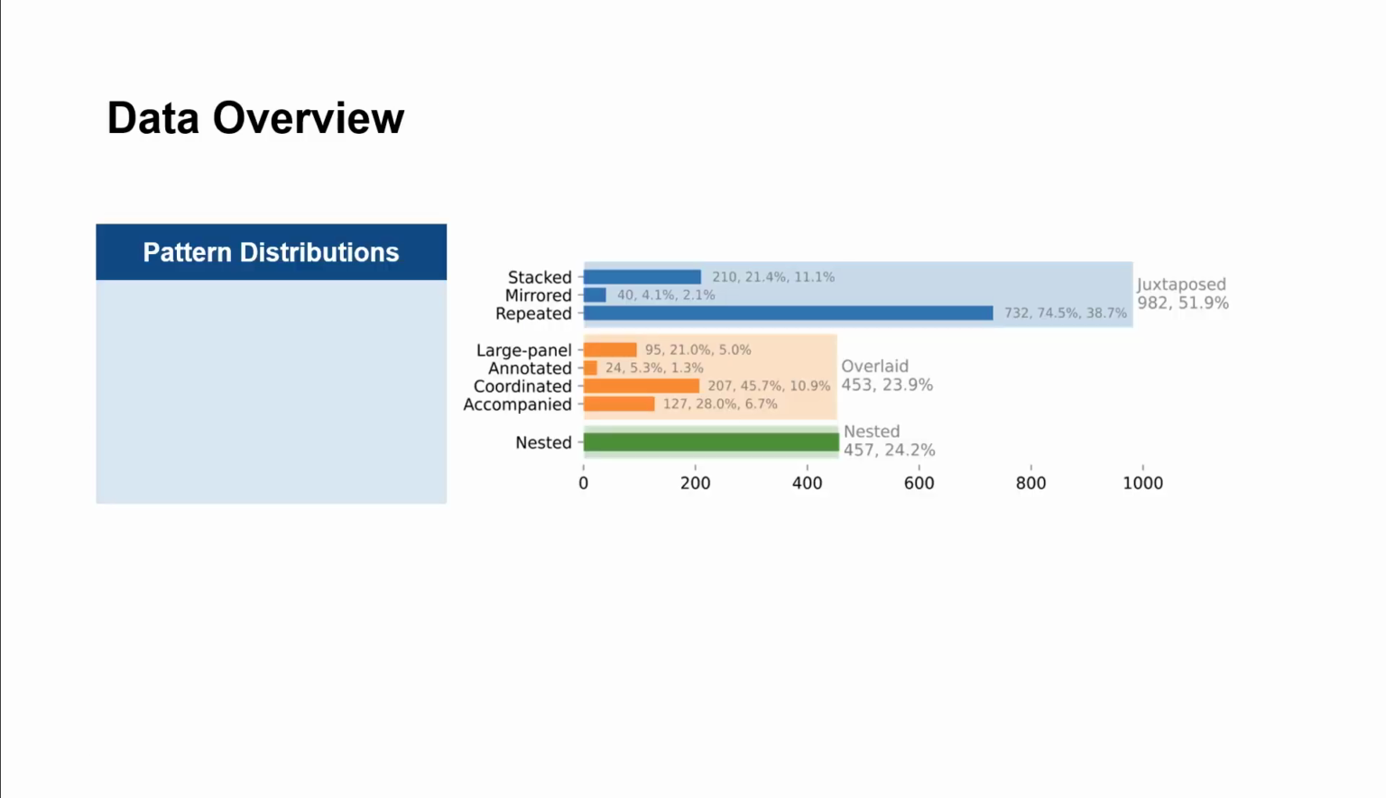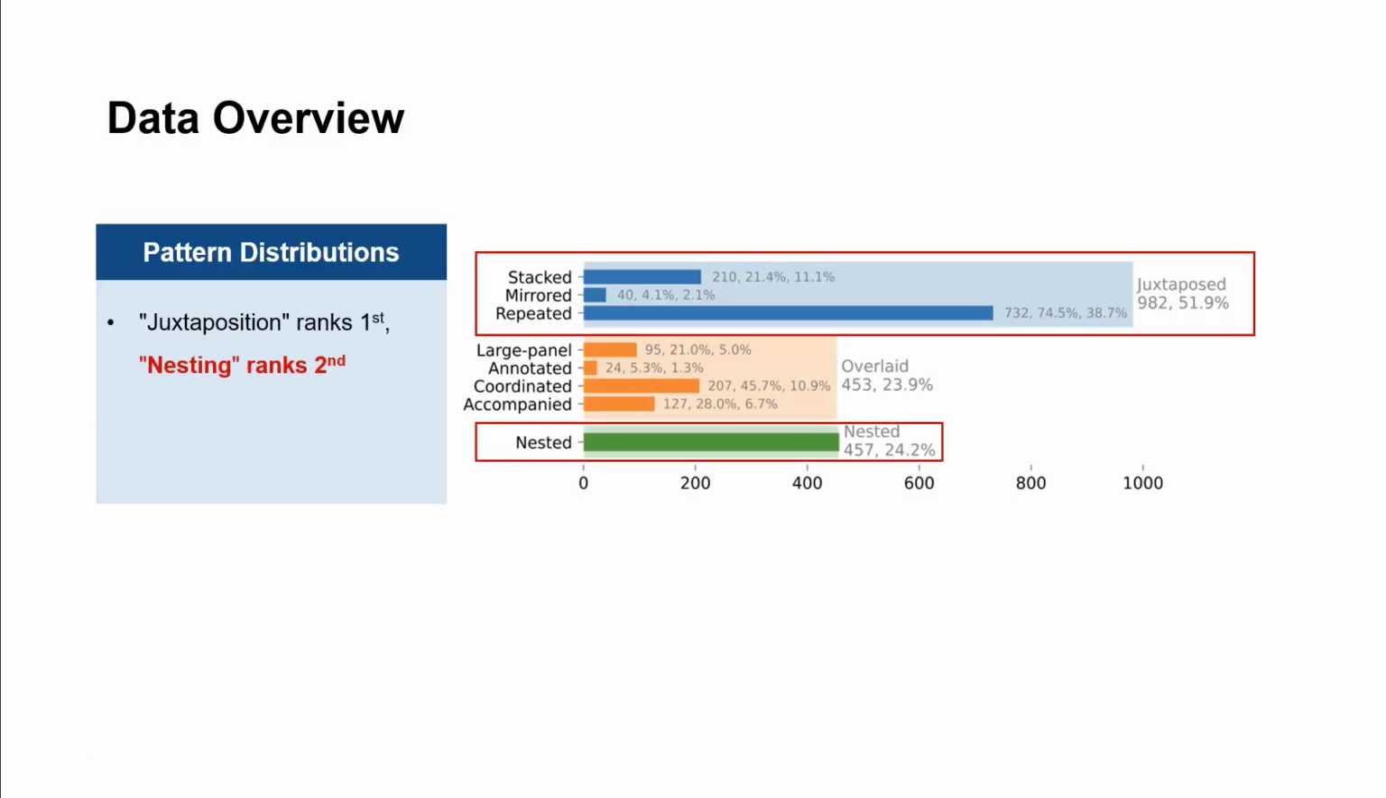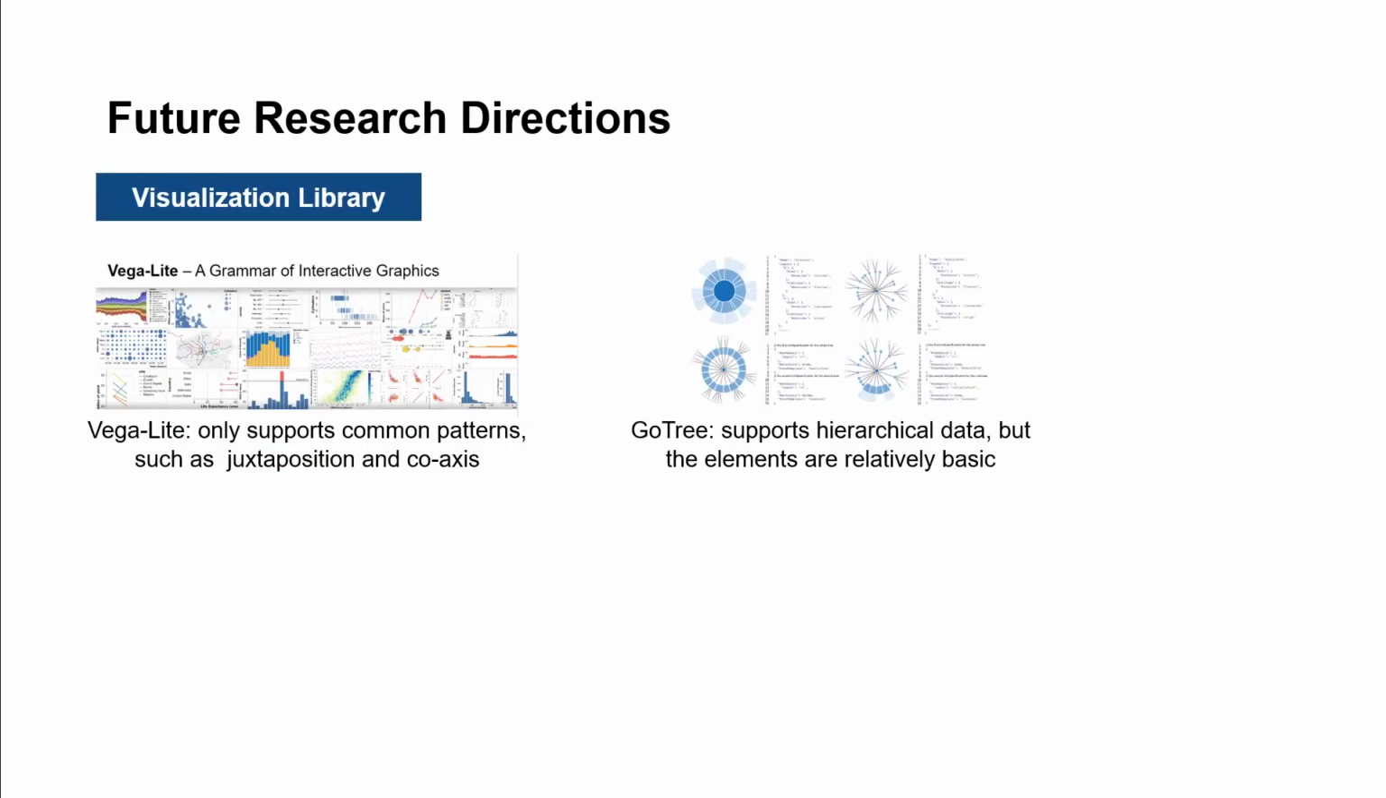We counted the occurrences of all composite patterns. Overall, the juxtaposition is the most frequently occurring composition pattern. It may be slightly different from your imagination. Nesting is the second most among them, slightly more than overlay. Repetition is the most frequently occurring subcategory.